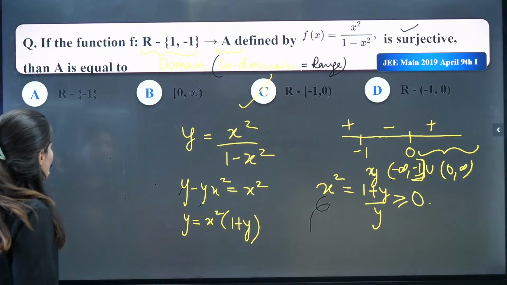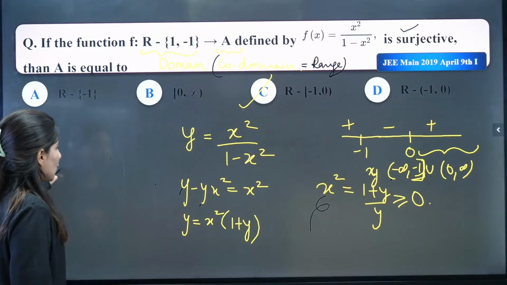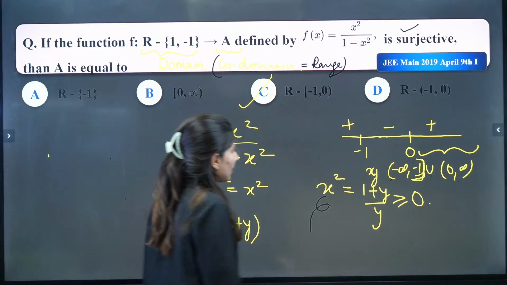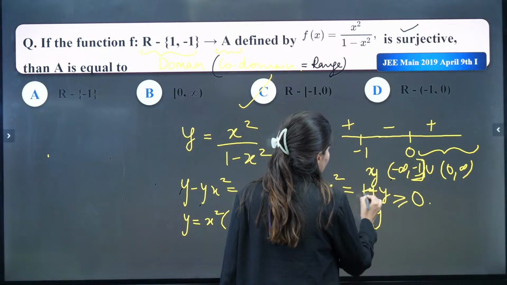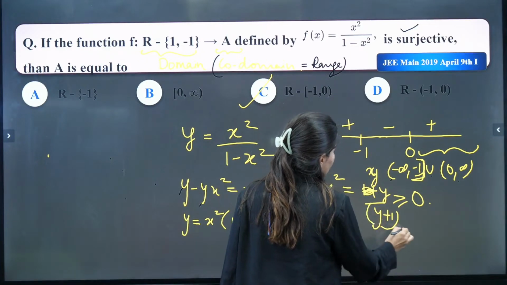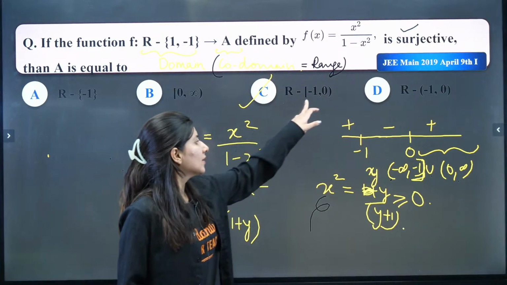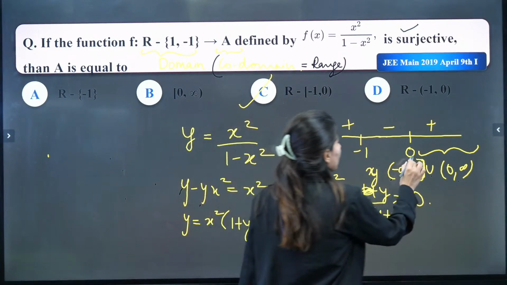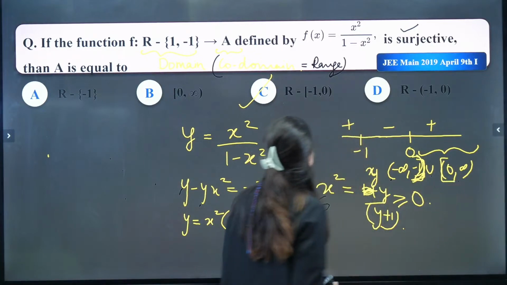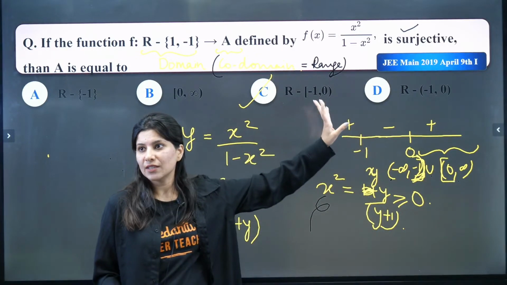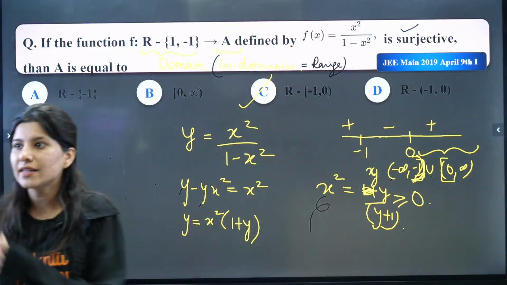Okay, yes. So what you are saying is this is the reciprocal of it. So y upon 1 plus y. So minus 1 is not possible, so we have to remove minus 1. Minus 1 is not allowed. 0 is allowed, so we are not removing 0.